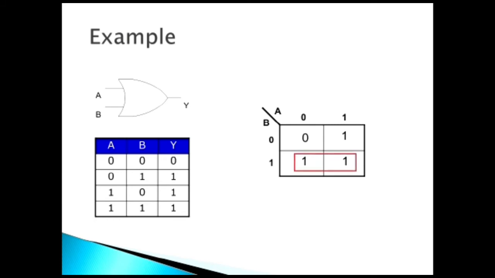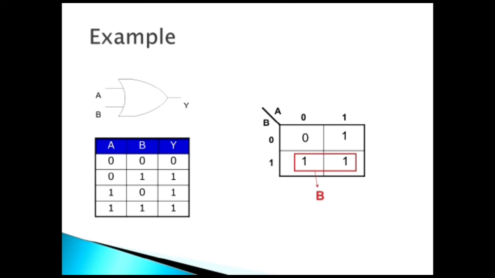Now the first pair is like this. Similarly, this is represented as B, because in this case the whole row of B is unchanged, while the value of A is changing from 0 to 1. Whenever the value is changing, we will neglect that term.